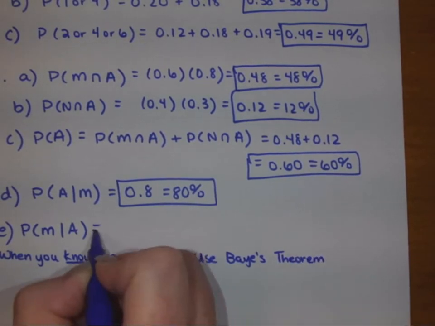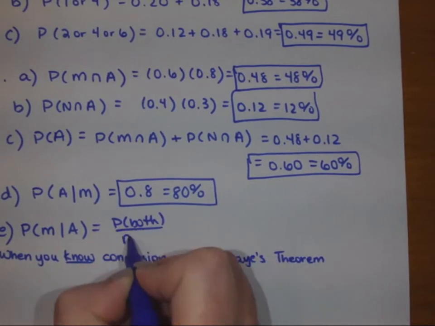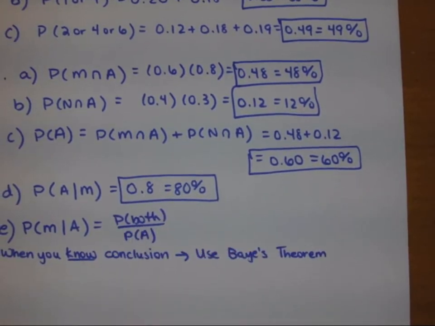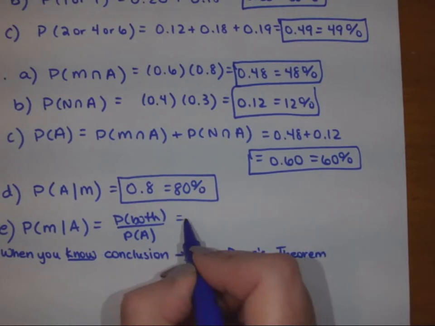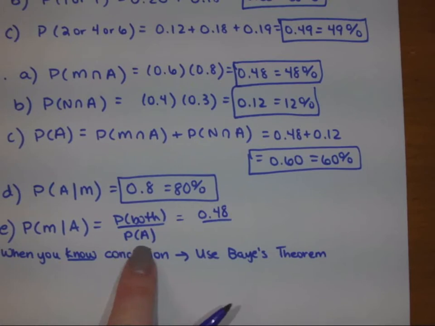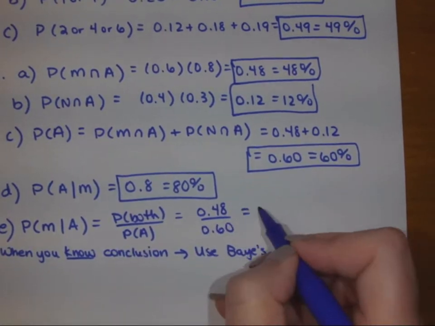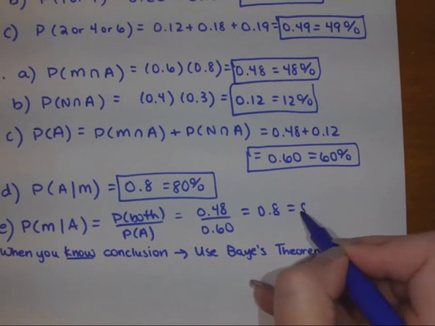And Bayes theorem just says that it's the probability of both over the probability of the second thing. Okay, so it's the probability of both M and A, which we already did, right? That was 0.48 over the probability of A, and we actually already did that, right? That was 0.60. So if you work that out, you get 0.8 or 80%.